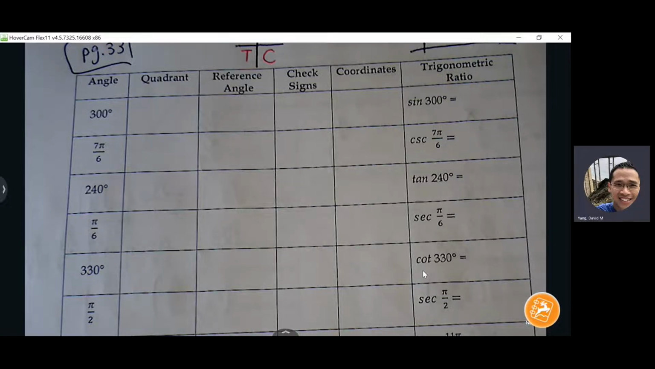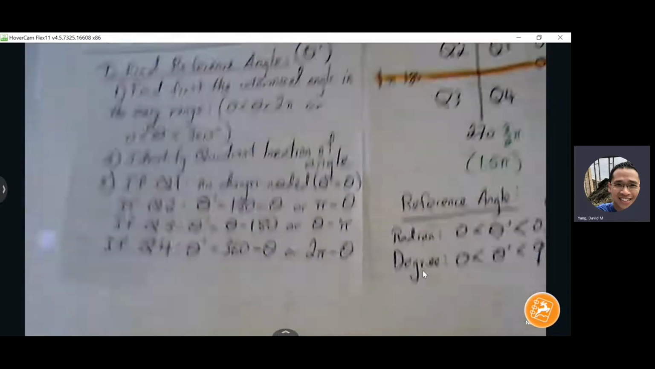But before we do that, let me just do a quick review. I want to point out a couple of properties before we jump into page 33. So first is reference angles. I want to keep reminding us what reference angles are.